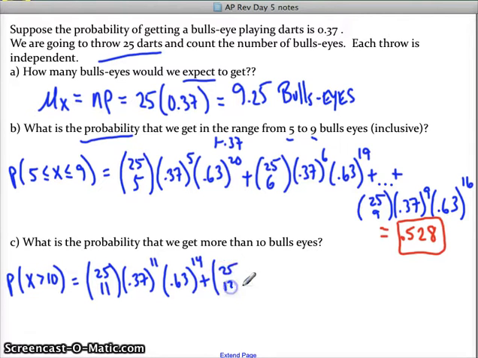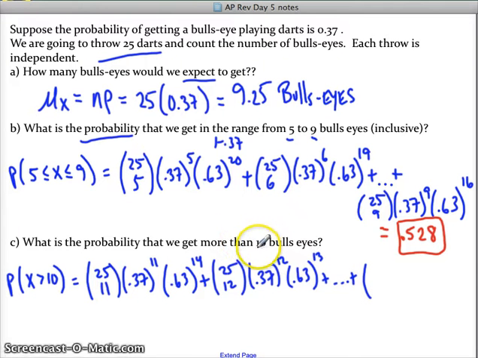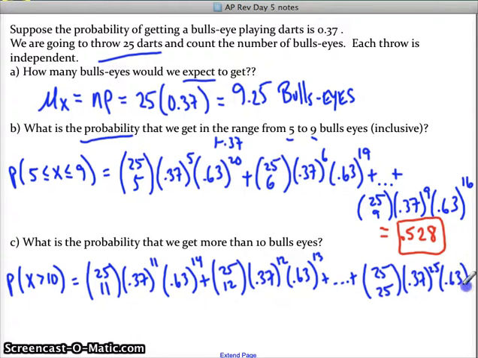25 choose 12. Probability of success to the 12th. Probability of failing to the 25 minus 12. So you got to do the first one, the second one, plus dot, dot, dot, plus the last one. Well, what would the last one be? More than 10. Up to what? What's our maximum we can go up to? 25. 25 is the amount of darts we're throwing. So 0.37 to the 25th, 0.63 to the 0, because we'd have 25 minus 25.